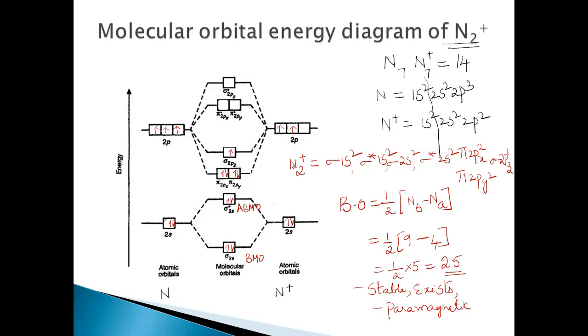And when we come to the HOMO and LUMO, what is HOMO? Highest occupied molecular orbital. Which is the highest occupied molecular orbital here? This is the highest occupied molecular orbital because this is the highest energy level which is filled with electrons. So this is the HOMO. And this is the LUMO, that is lowest unoccupied molecular orbital. This is the lowest energy level which is not filled with electrons, unoccupied. Right, so this is the molecular orbital energy diagram of N2 plus.